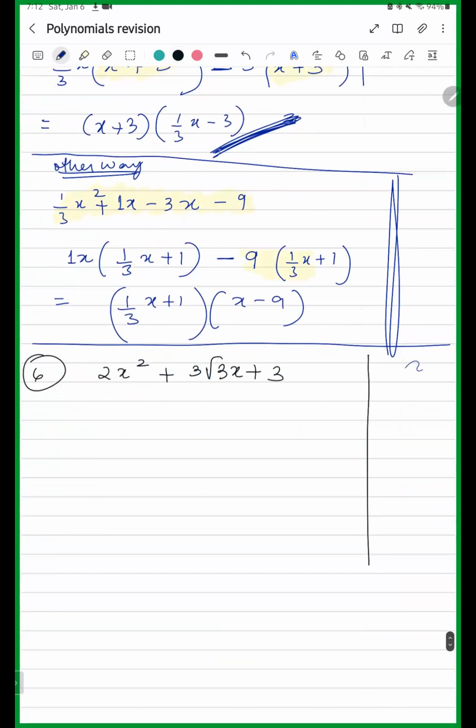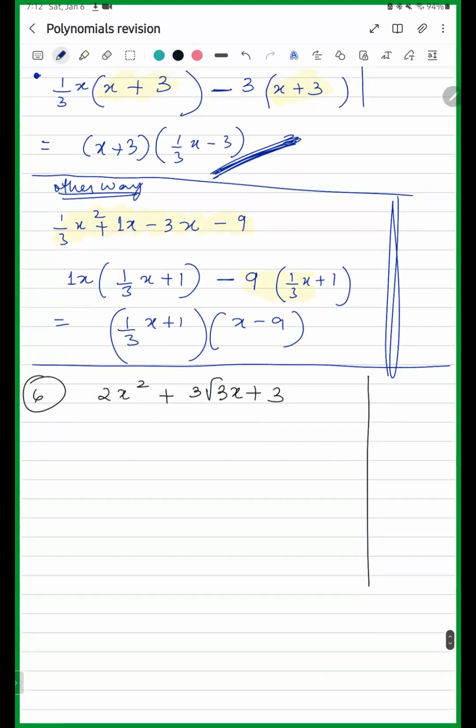So now, in this question, we have to first identify what two things to multiply. So 2 into 3 is 6. Now, what multiplied by what should give you 6, but when you add them, it should give you 3 root 3.